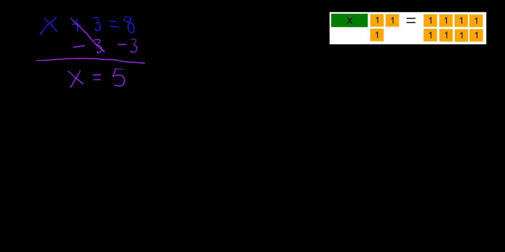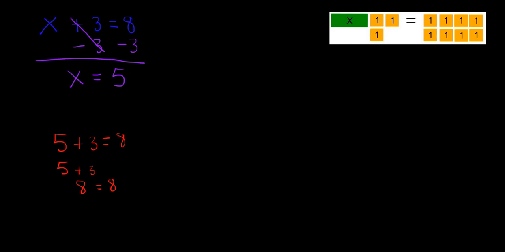Now, let's go ahead and check and see if this is true. So I'm going to substitute x for 5. So x is up here. 5 plus 3 is going to be equal to 8. 5 plus 3 is in fact 8. So 8 is equal to 8. Now our equation is balanced.